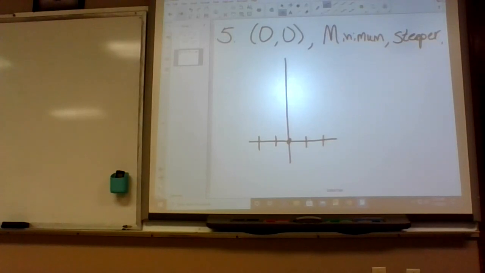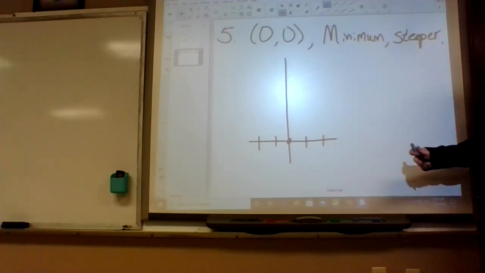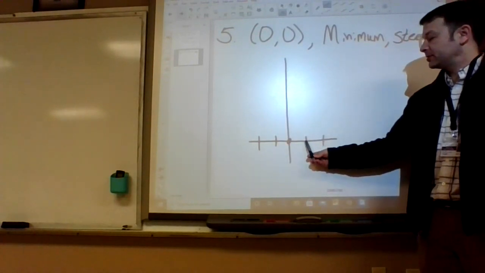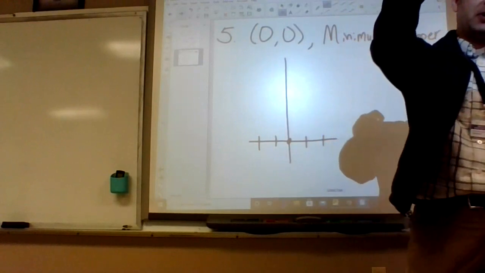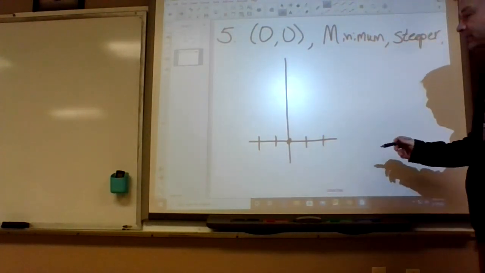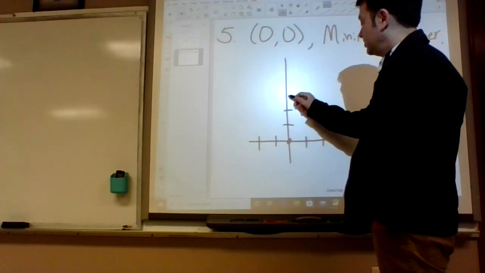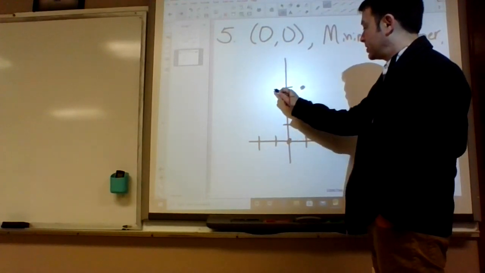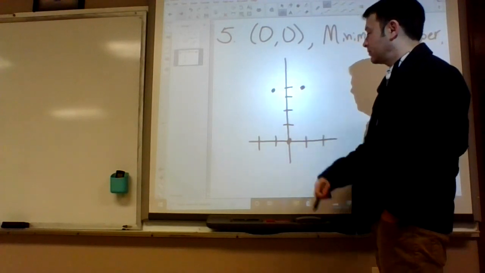You plug in something for x. Choose an x value close to the vertex. This has an x value of 0, so I'm going to plug an x value of 1 in. If I plug in 1, you get 1 squared is 1 times 4 is 4. So there's a spot at 1, 4, which means since this is the vertex, there must be a spot at -1, 4.